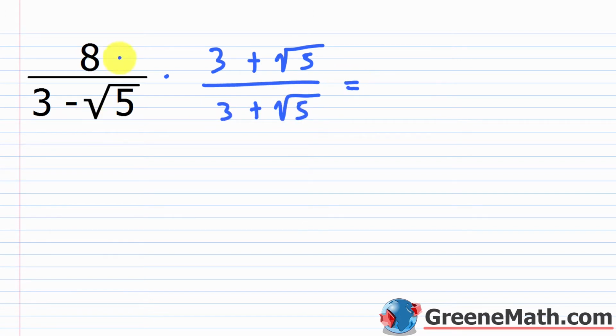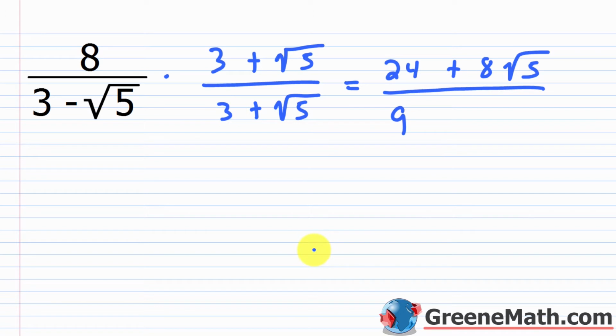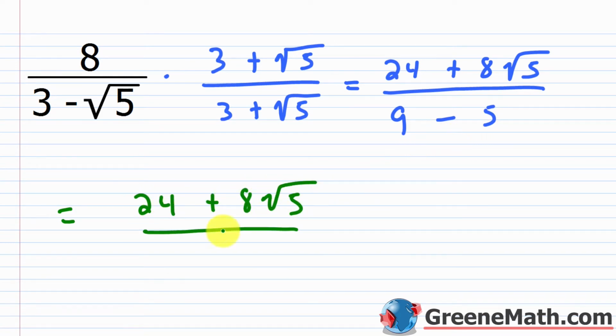In the numerator, 8 times 3 is 24. Then plus, you'd have 8 times square root of 5. In the denominator, 3 times 3 is going to give me 9. Then the outer and inner would cancel. You'd have 3 times square root of 5 and then -3 times square root of 5. So those would cancel. And then lastly, you would have minus. We know the square root of 5 times square root of 5 would be 5. So let's finish this up. We would have 24 plus 8 times square root of 5 over 9 minus 5 is 4.